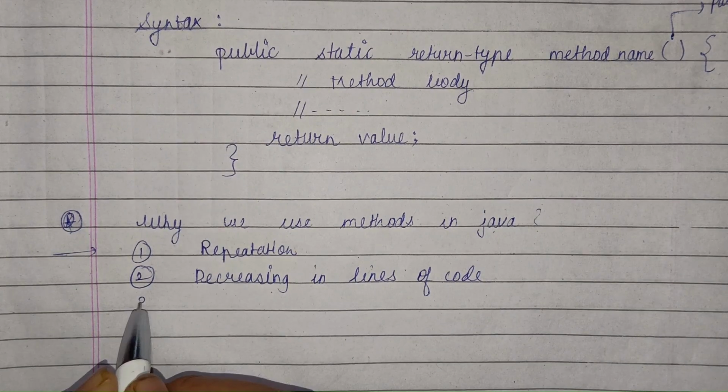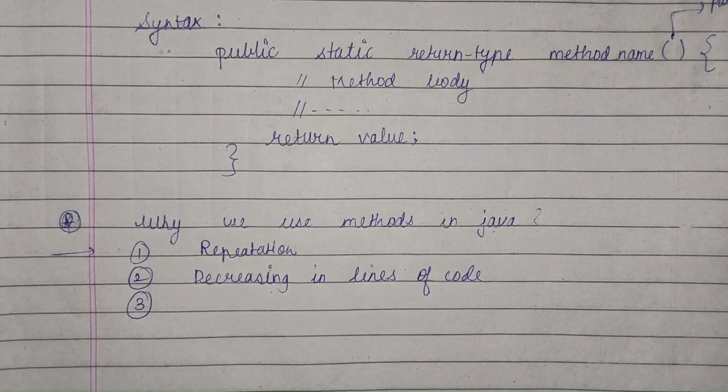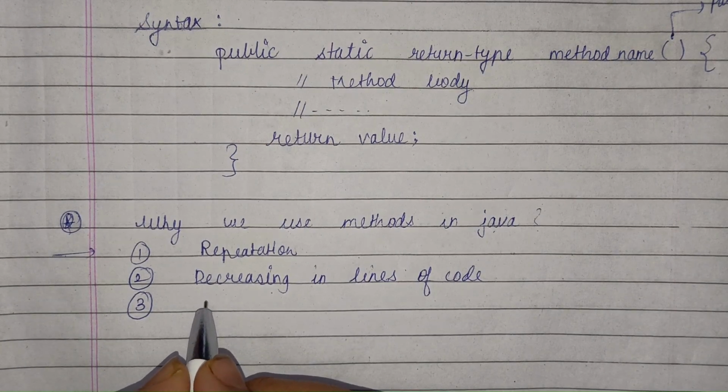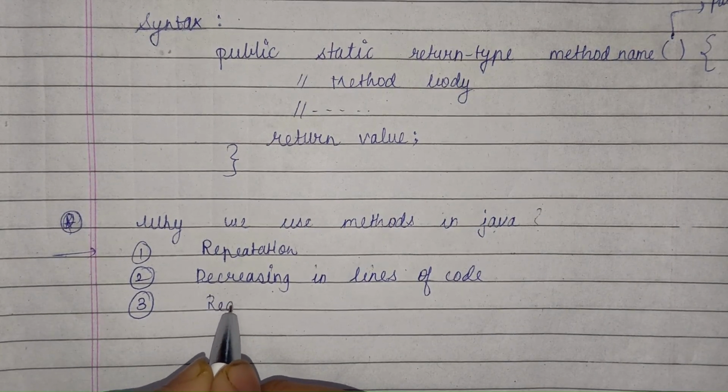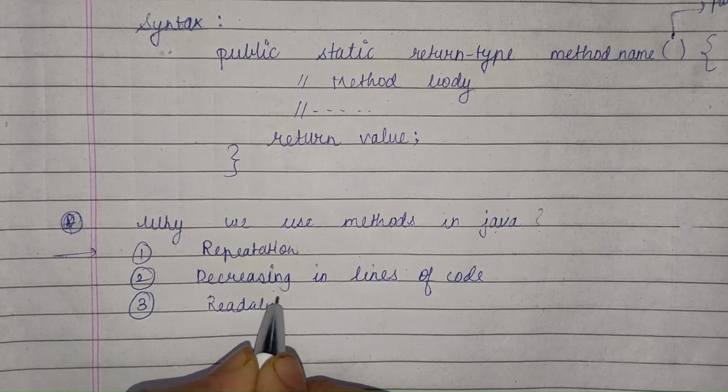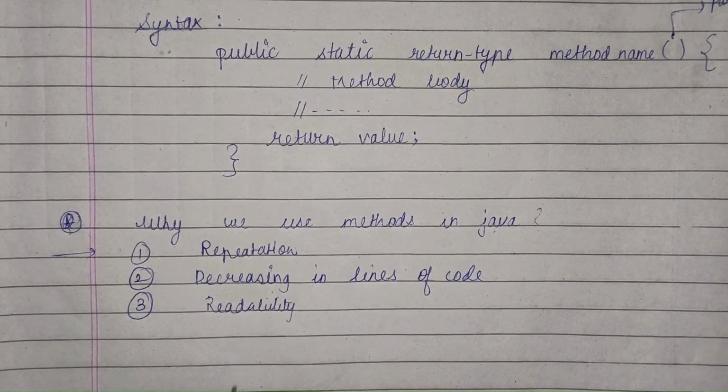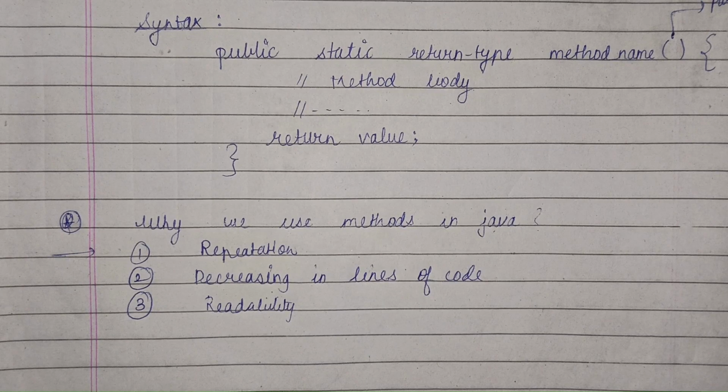The third point is readability. Readability means the programmer or coder can easily understand the code. If we do not write functions, then it is complex to understand the code.